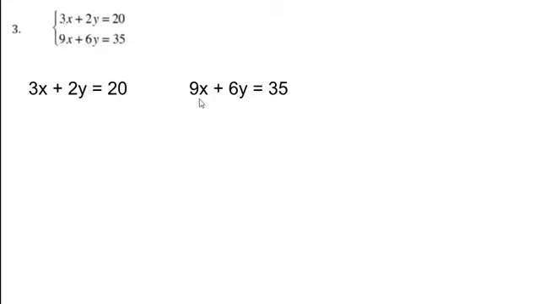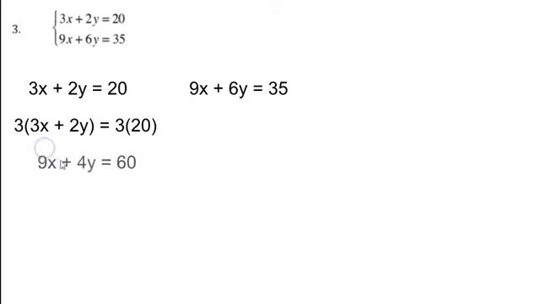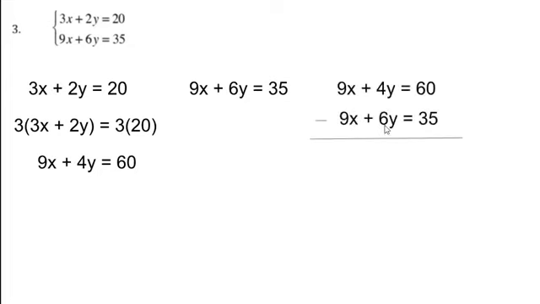And the equation 9x plus 6y equals 35. In this system, we'll start by solving by elimination, and I'll get the coefficients of x to be the same. That means I'll take my first equation and multiply 3 to both sides of the equation. That gives me 9x plus 6y equals 60. Now when I subtract the equations, I get that 0 equals negative 25.